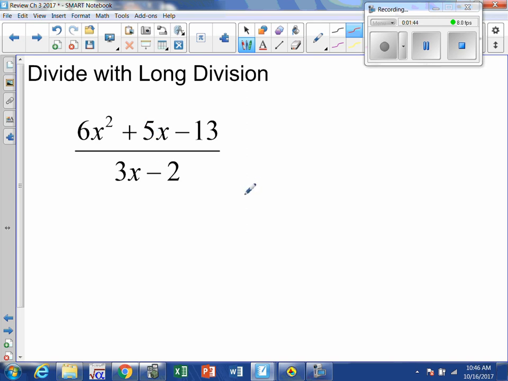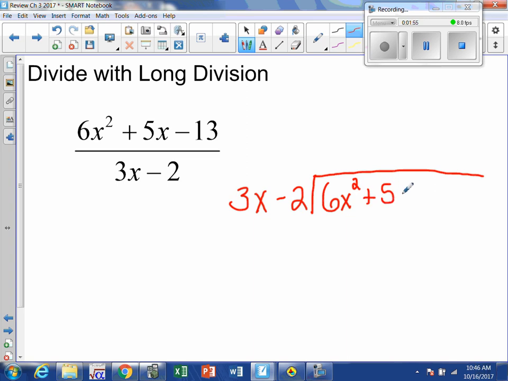So if we do long division, this is 3x minus 2 is outside because that's on the bottom. And then we divide that into 6x squared plus 5x minus 13. And so we think, what times 3x gives me 6x squared? And that would be 2x. So I take 2x times 3x, and that gives me 6x squared. 2x times negative 2 gives me minus 4x.